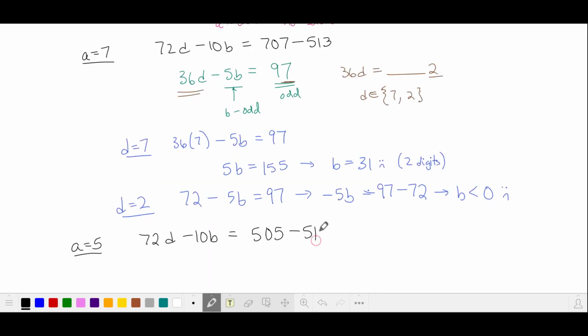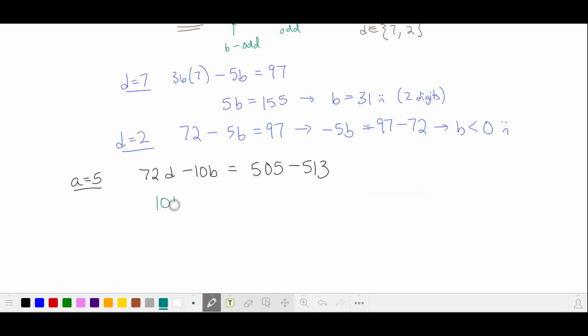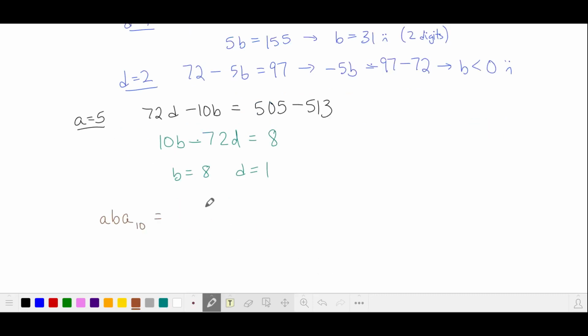505 minus 513. Rearranging the terms, we get 10B minus 72D is 8. By inspection, we see that a solution is B equals 8 and D equals 1. So our base 10 number is 585. In base 8, that's 1111. And this is our answer.